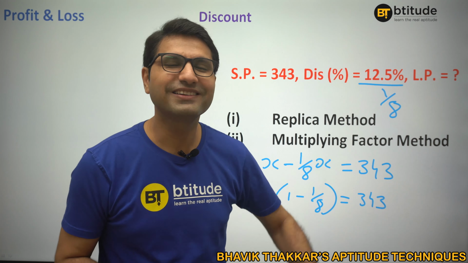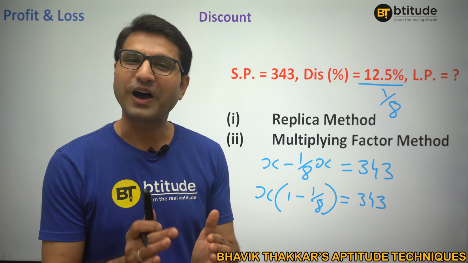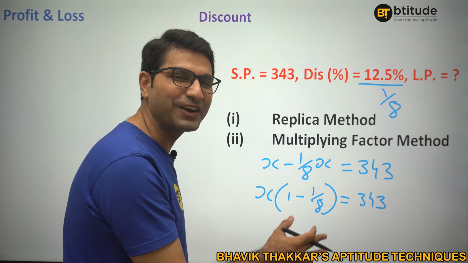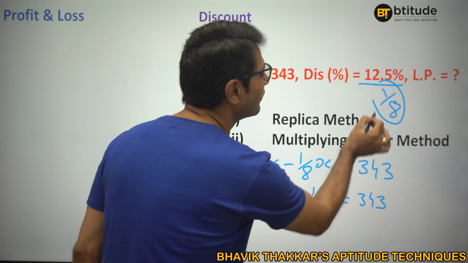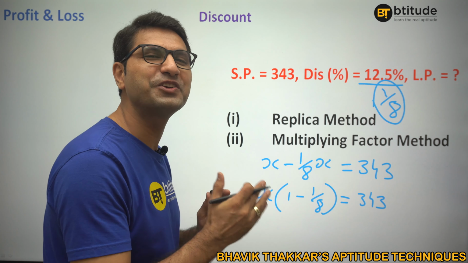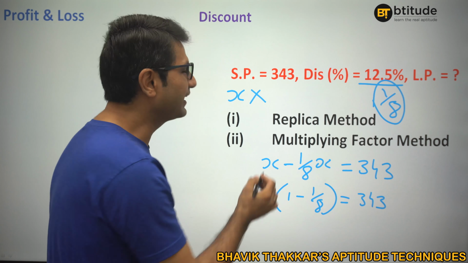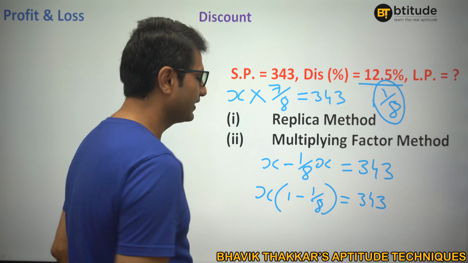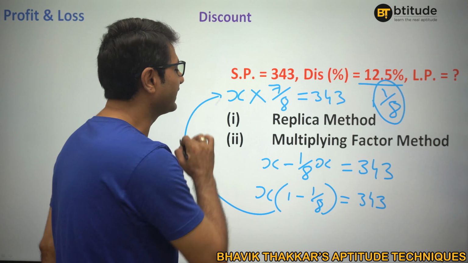Multiplying factor method is nothing but the equation method, but with a shortcut. So how would we understand it? Instead of making these two steps, we will directly understand: if 1/8 is the discount, it means the value is reduced by 1/8. Original value was x. If it is reduced by 1/8, it is actually 7 by 8 of x, and that is nothing but 343. After two steps, the third step will be this anyway.